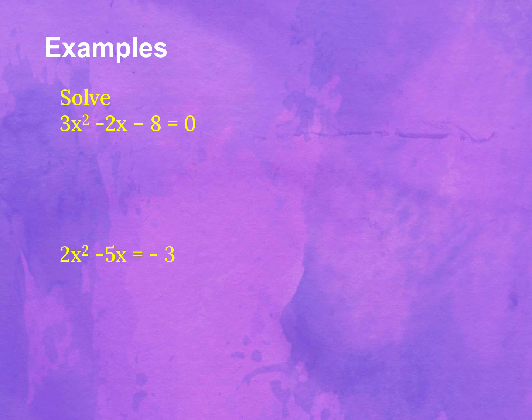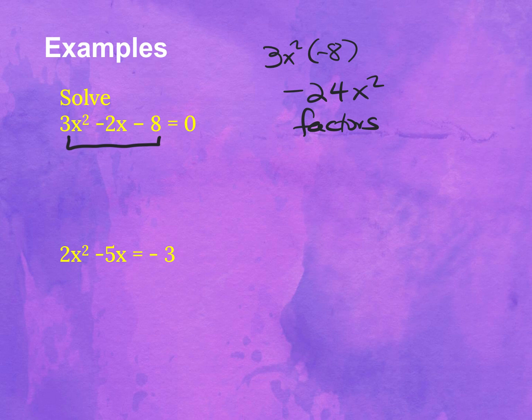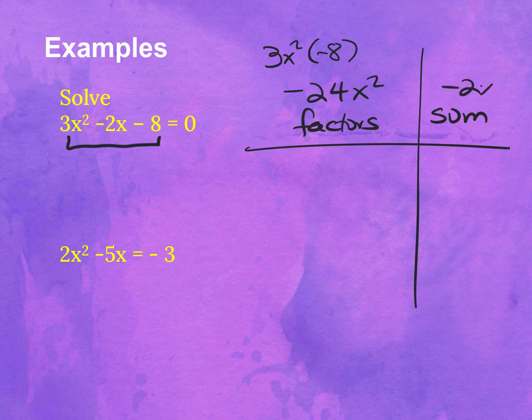For this one, it's the harder trinomial because the number in front of x squared is not a 1. So you could either guess and test here, or I always like the grouping because usually it's faster than doing a bunch of FOIL problems. So I need to multiply the beginning and the end. So I'm doing 3x squared times negative 8 gives me negative 24x squared. These are the factors that I'm looking for. And then I'm looking for what will sum to be negative 2x.